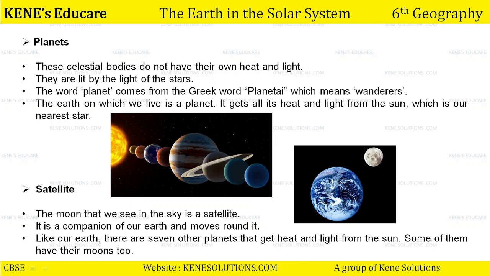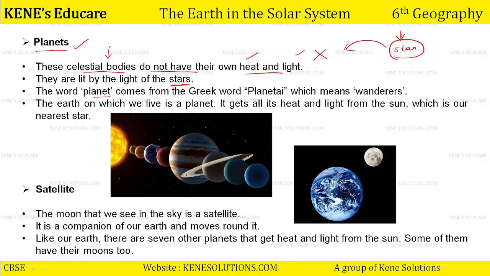Okay? Now let's read about what are planets. Planets are those celestial bodies that do not have their own heat and light. ऐसे celestial bodies जिनके पास अपनी heat and light नहीं होती. They take heat and light from some star. Okay? They are lit by the light of the stars. किसी भी star से वो अपनी heat and light लेते हैं. So basically, planets are those celestial bodies that do not have their heat and light, and they are dependent on some star for their heat and light.